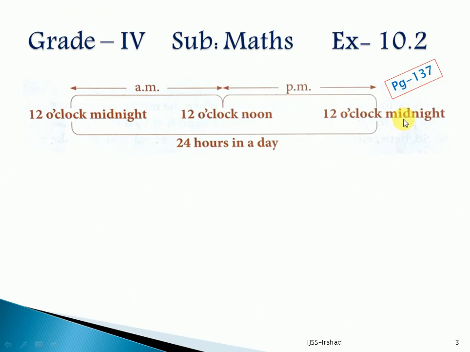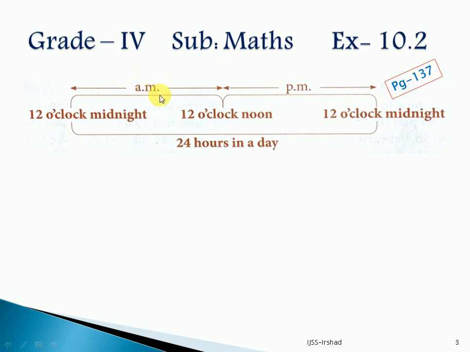Page 137. But before starting this, I just want to tell you something about the clock. You have seen on your clock, suppose the clock is showing 8 o'clock, then that 8 o'clock may be morning or may also be evening, night time. So sometimes it may create some confusion. You have to think whether this clock is showing 8 o'clock morning or 8 o'clock evening. So to avoid that kind of confusion, we are using AM and PM.